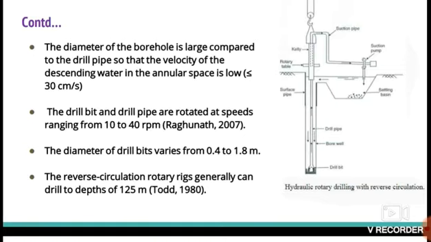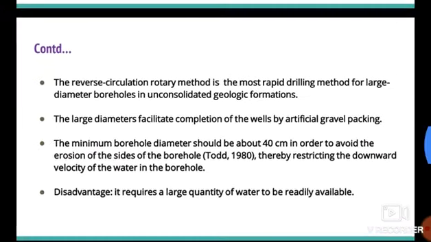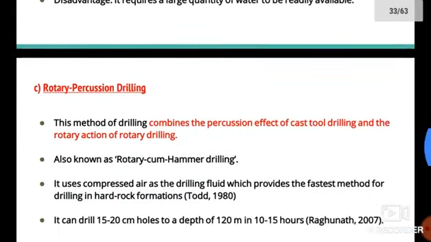Reverse circulation rotary rigs generally can drill up to a depth of 125 meters, which is taken from Todd 1980. Other properties of the reverse circulation rotary method are given here. You can just read it. The important principle I have explained to you.